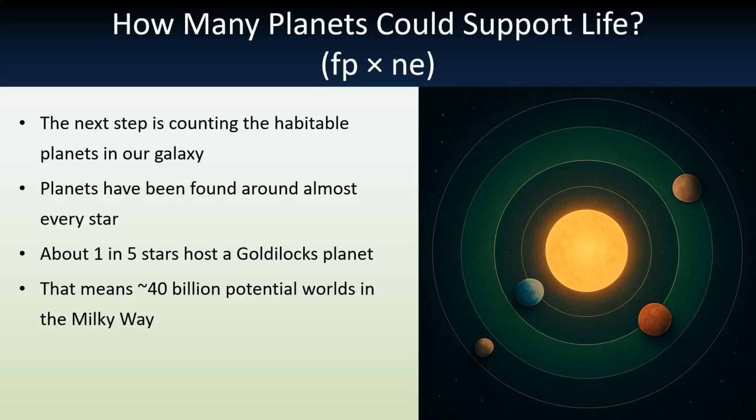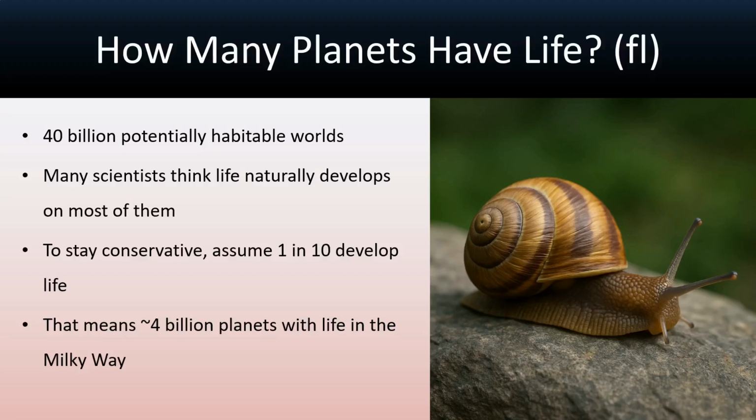But not all planets count. The ones that matter are rocky worlds at the right distance from their star, with the chance for liquid water. Observations suggest roughly 25 to 50% of stars, similar to the Sun, host a rocky planet. To be conservative, we'll call it 1 in 5. Now for the math. 200 billion stars times 1 in 5 equals about 40 billion potentially habitable worlds in our galaxy.